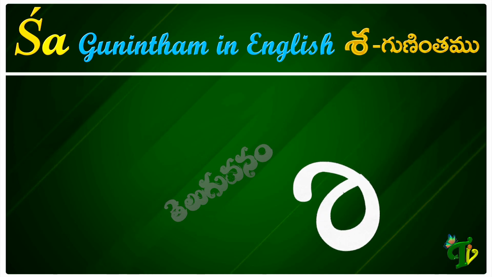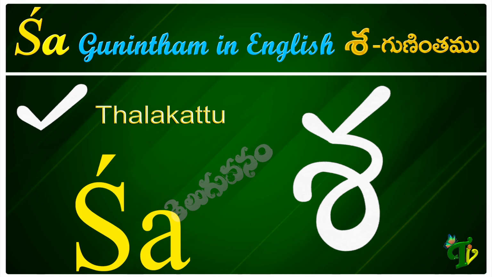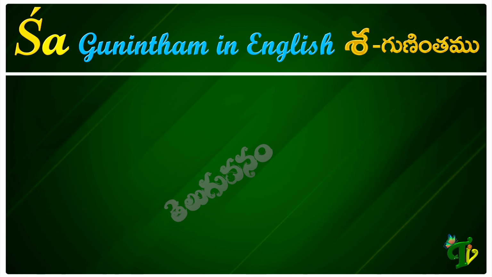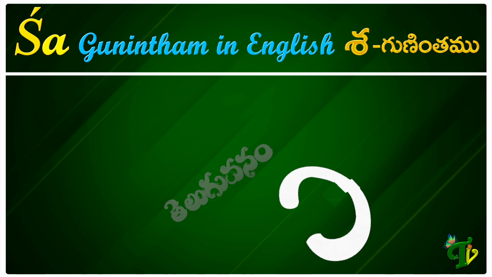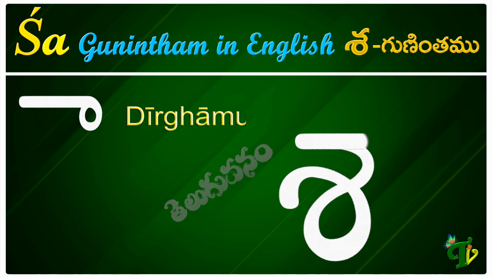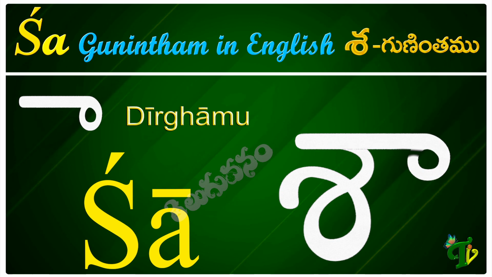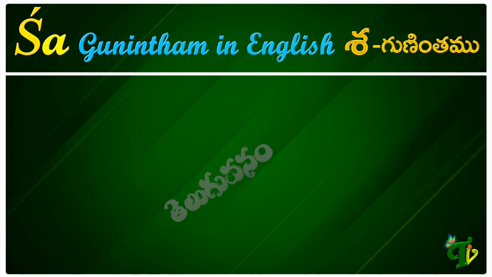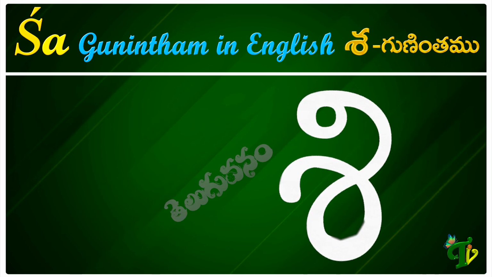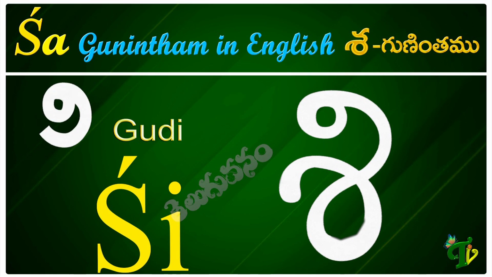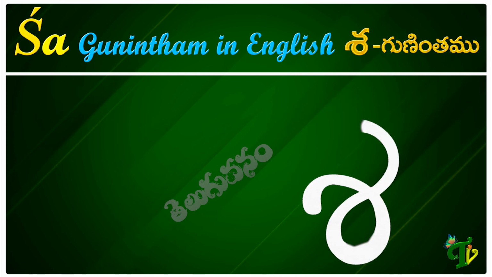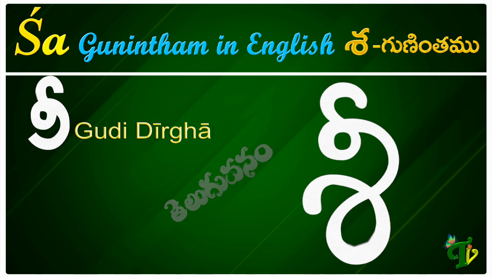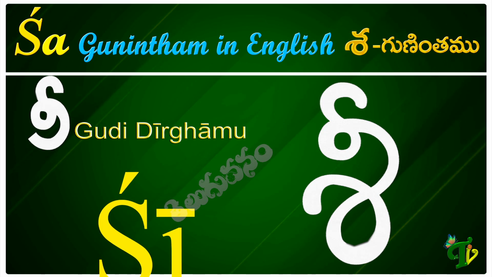The combination of a consonant Sa with the vowel symbol Thalakattu is Sa. The combination of Sa and Dīrghāmu is Sa. The combination of Sa and Gudi is C. The combination of Sa and Gudi Dīrghāmu is C.